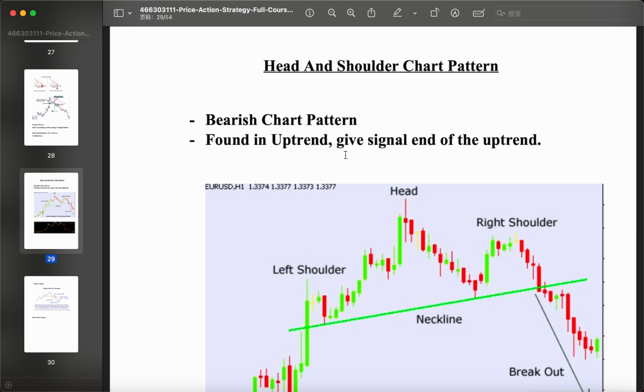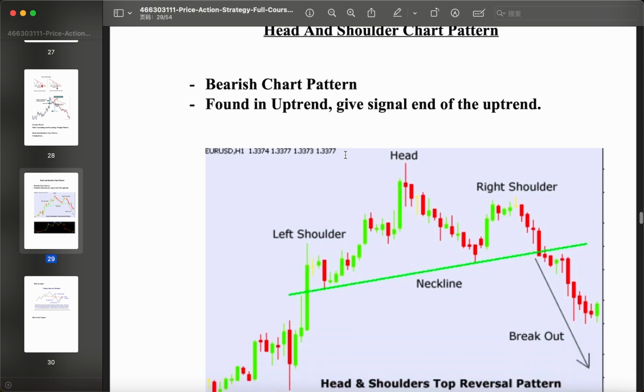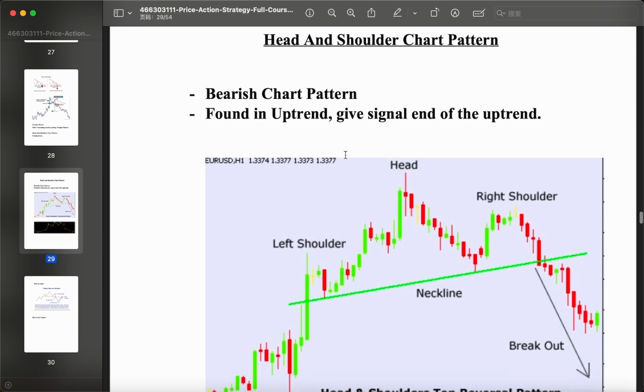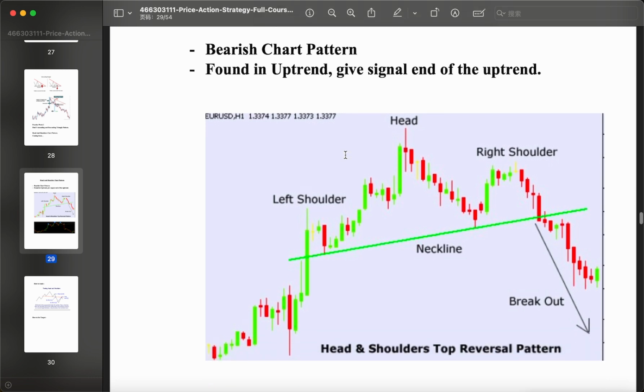By doing that, you actually become more familiarized with the S&P and the market trend. So this is very important. Now we are looking at a reversal pattern. We are looking at the head and shoulders chart pattern. So this is a bearish chart pattern.